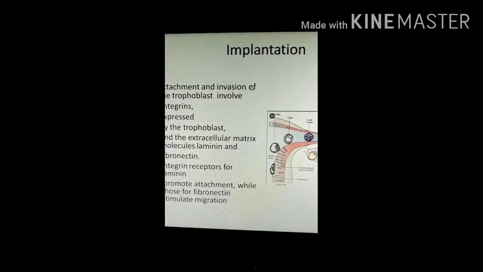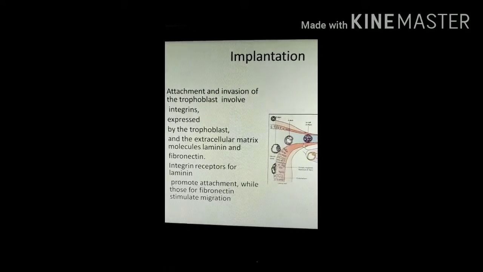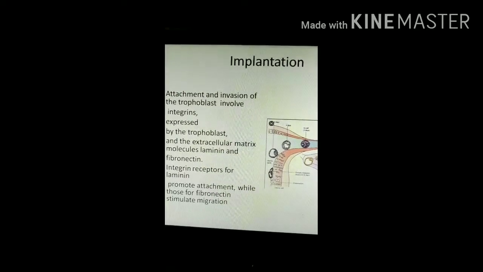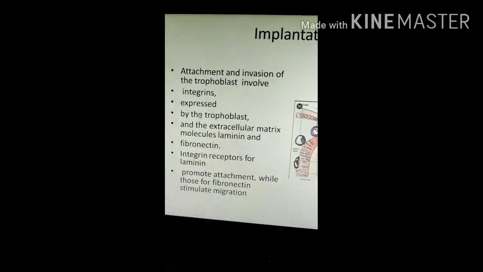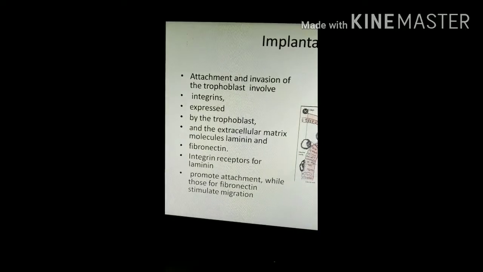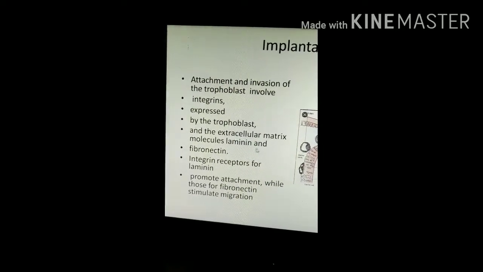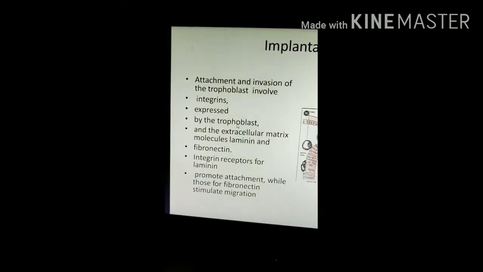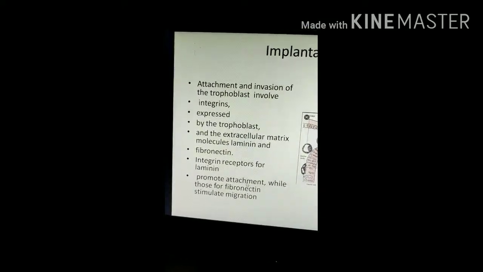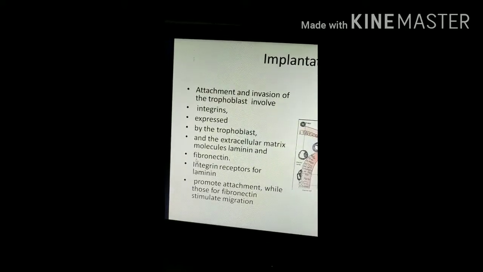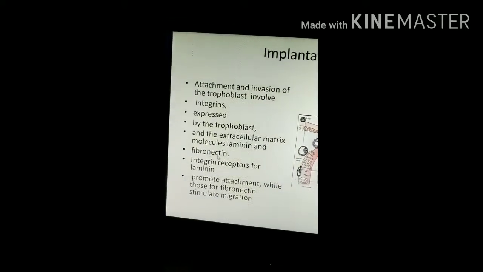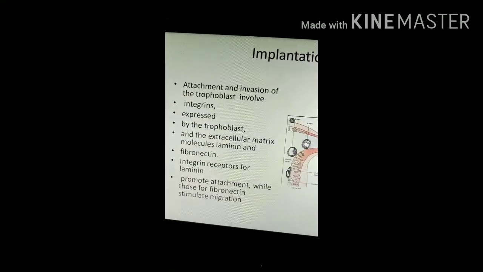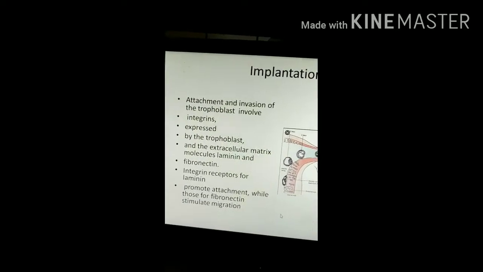So attachment and invasion of the trophoblast involve some chemical structures. First is the integrin, expressed by the trophoblast, the outer cell layer, and there is another, the extracellular matrix laminin. Both are responsible for attachment. But there is another chemical structure, fibronectin, which is responsible for migration, gradually eroding the endometrium.